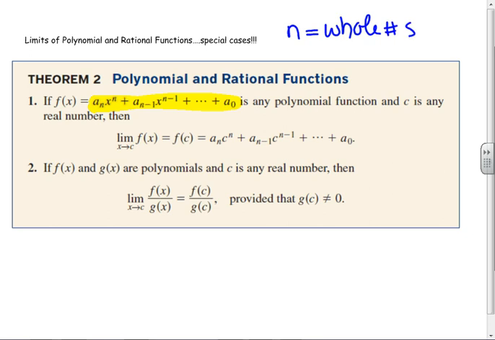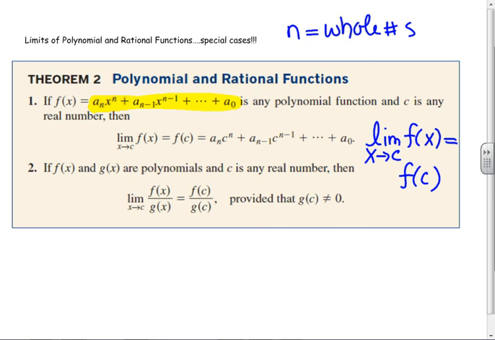So they're saying if we have a polynomial and I want to take the limit of my polynomial, I don't have to check both sides. There's no problem with the polynomial. This is exactly equal to the value of the function at c. So all I have to do is substitute in my c value into my polynomial, and I'm done. I don't have to look at the left.